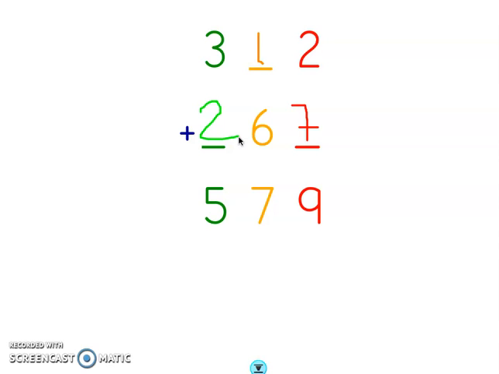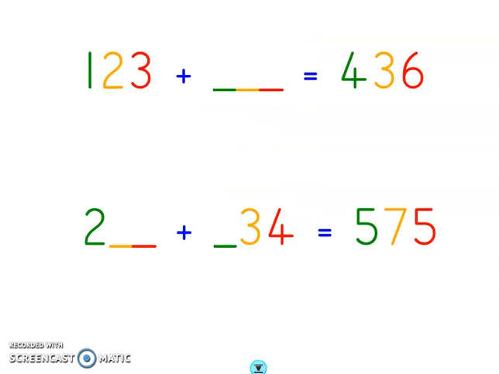I want you to give them both a go. So once you've seen them, you'll be able to think about how you're getting on. So here's your 2 questions. 123 add something equals 436. So remember the idea of start at your ones, move on to your tens, move on to your hundreds to find out how many we need to add to 100, 2 tens and 3 ones to get to 400s, 3 tens and 6 ones.